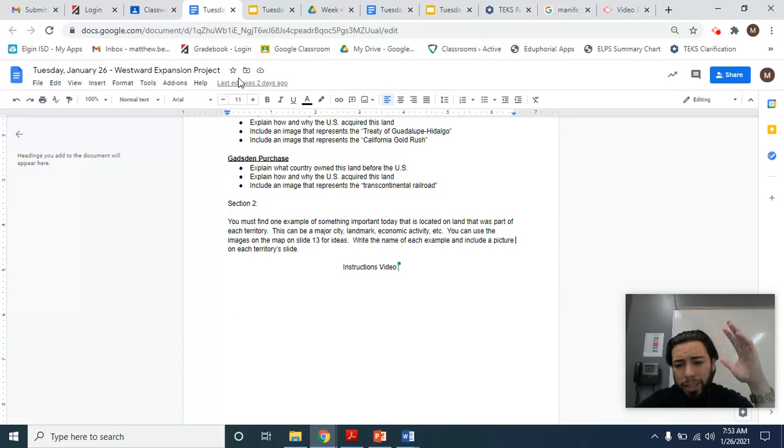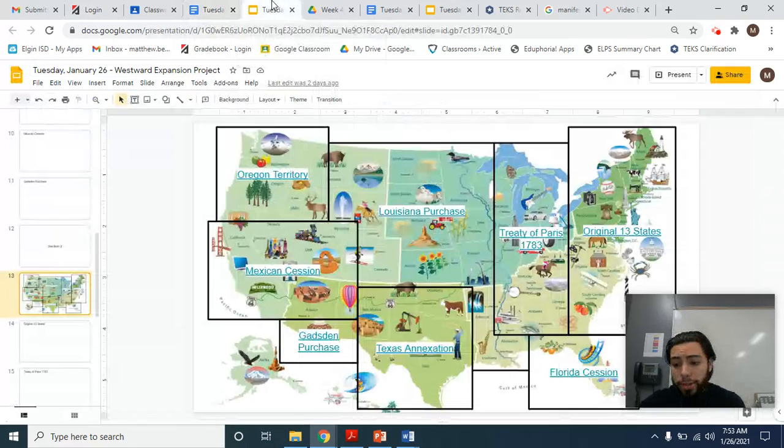You don't have to explain the history of the Capitol or anything like that, but you just say the Capitol exists here, and it is important because of this, or whatever the case. And then you include a picture of the Capitol. That's just one example of something you could do, but again, you could do plenty of things. Same thing for these other places, for the Treaty of Paris, for Florida Cession, for Louisiana Purchase. You can use these images as examples of things that are significant.